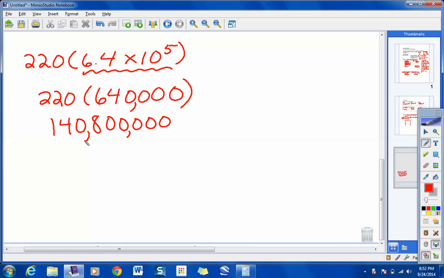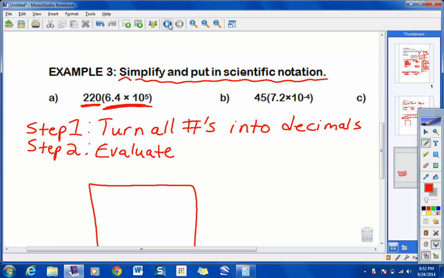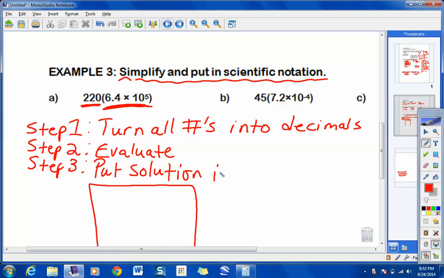And I'm going to back up to this last page and put your rule down, and then I'll tell you. But step 3, put your solution, that big number that we had on the previous page, in scientific notation, and I'll just abbreviate that, all right? So step 3, put your solution in scientific notation. So right here we go.